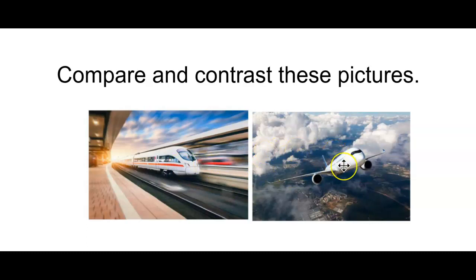Now let's contrast the pictures. The two forms of transportation are different. One is a train and the other is a plane. One is moving quickly on the ground while the other is moving quickly in the air or the sky. Great job, boys and girls. I'm sure you can see even more things to compare and contrast in these pictures.